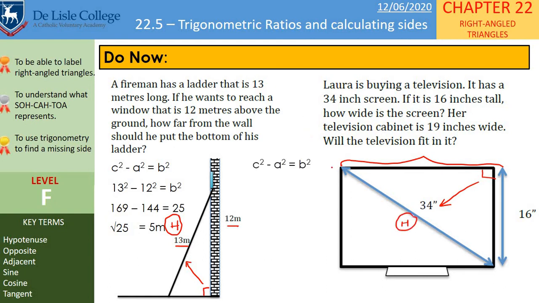So it's c squared minus a squared is b squared. That's our c squared, 34, and our a squared is 16. So we're doing 34 squared minus 16 squared to get b squared. So we get 900. And the square root of 900 is 30 exactly, which tells you that the television is 30 inches wide. So no, it won't fit in.